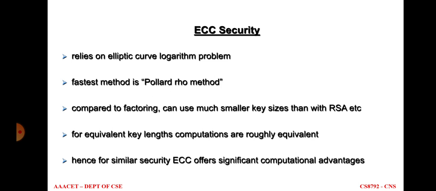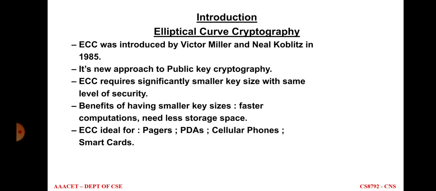And compared to the factoring method, ECC can use a much smaller key size than RSA and Diffie-Hellman. And for equivalent key length, the computations are also equivalent. So for similar security, ECC offers a significant computational advantage. So the main security points are it is the fastest method and uses a much smaller key size, and for equivalent key length the computations are also equivalent, and the computation process is more advantageous compared to the RSA and Diffie-Hellman process.